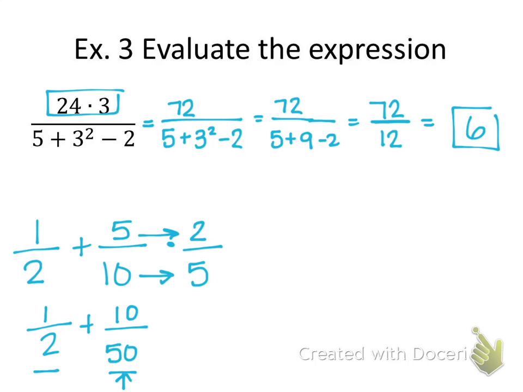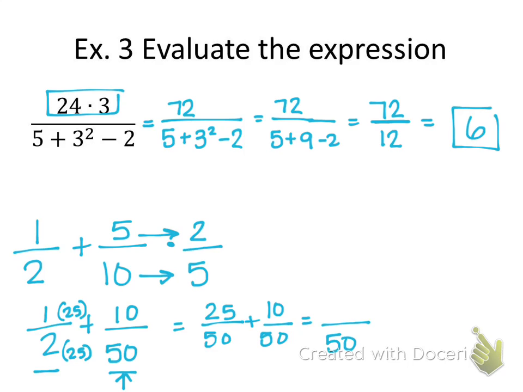This one's already set. I don't need to do anything to it. What do I need to multiply by 2 in order to make it 50? 25. Whatever I multiply by the bottom, I have to do to the top. So 25 times 1 is 25 over 50 plus 10 over 50. Now, whenever you get a common denominator, do I add those denominators together and get a new denominator of 100? No. Once you've done all that work, it stays there. Your work does not go away. 50 is your denominator no matter what. And all I've got to do is add my numerators. 25 plus 10 is 35.